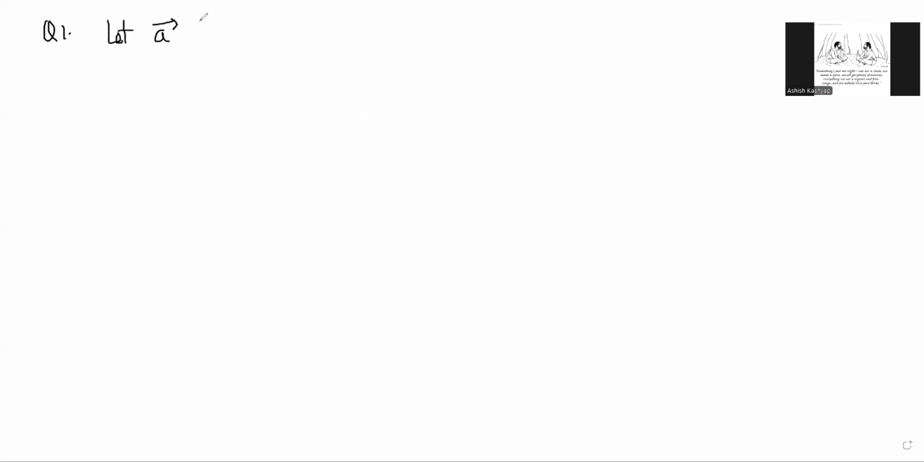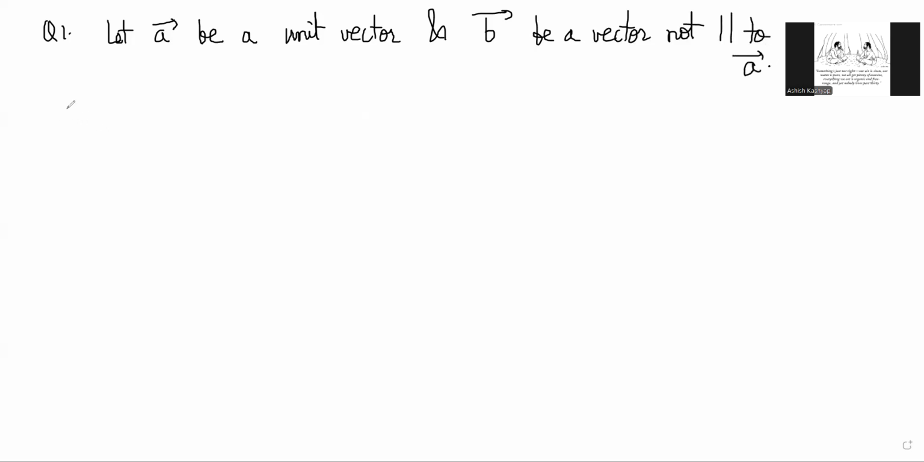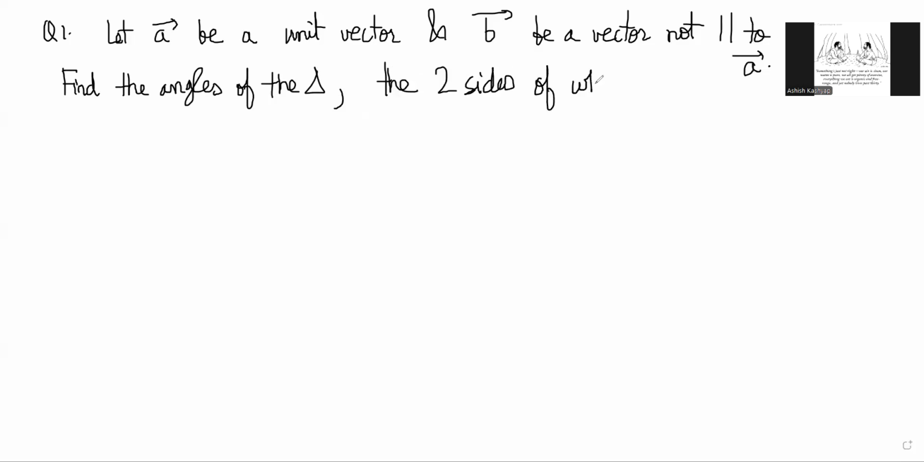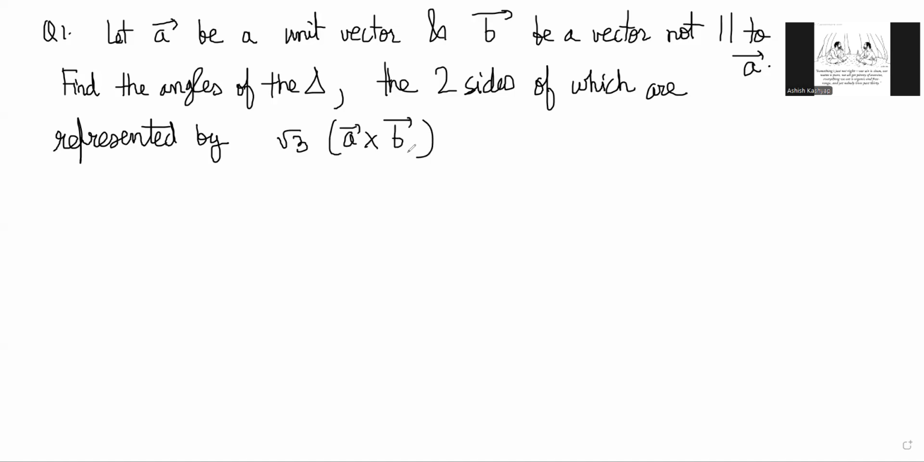Let A be a unit vector and B be a vector not parallel to A. Find the angles of the triangle, the two sides of which are represented by root 3 A cross B and B minus A dot B times A.